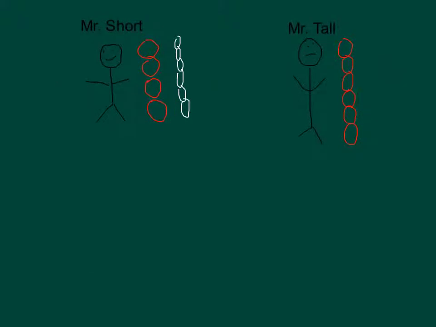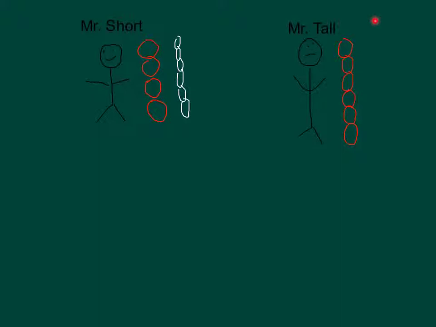So right here we have Mr. Short and Mr. Tall again. So let's review things that we know. We know that Mr. Short, when we measure him in buttons, is 4 buttons tall. We know in comparison, Mr. Tall is 6 buttons tall. We also know that when we measure Mr. Short in paper clips, he is 6 paper clips tall. We need to figure out the length, how tall Mr. Tall is in paper clips.